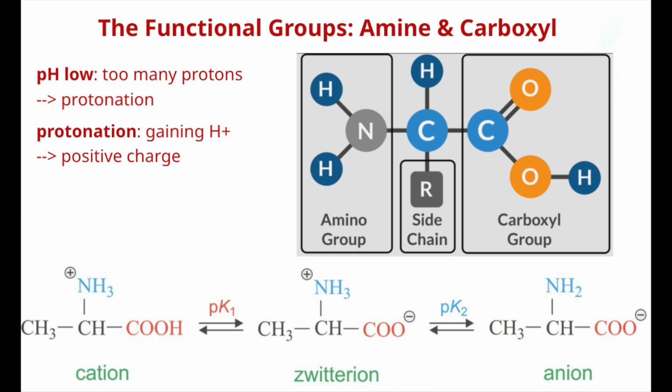Let's start with a basic amino acid. Backbone only. We've got amine, NH2, and carboxyl, COOH. R group ignored for now. At low pH, where you have lots of hydrogen ions, both groups are protonated. Amine becomes NH3+, positively charged, so it's basic. Carboxyl keeps its hydrogen, so it's neutral.